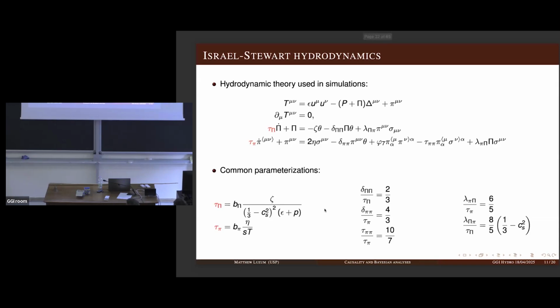Okay, so then I just wanted to highlight. For causality, it's probably obvious that these relaxation times are going to be important, because this tells you a characteristic time over which these viscous components relax to some particular value given by these constitutive relations.